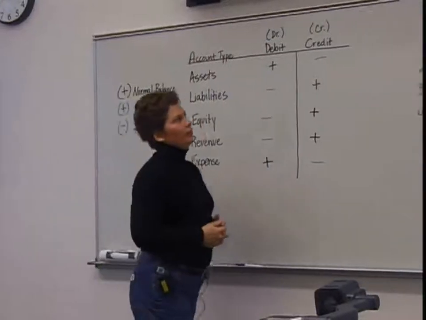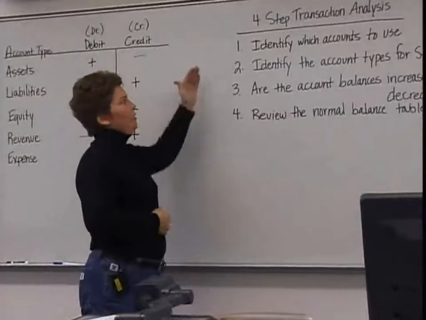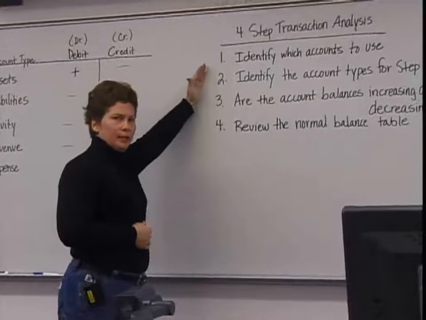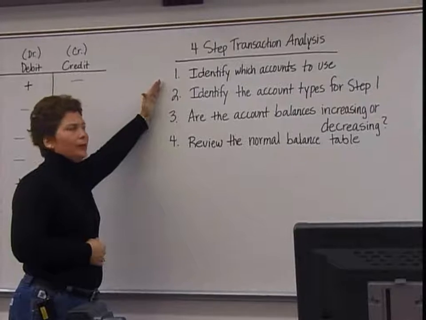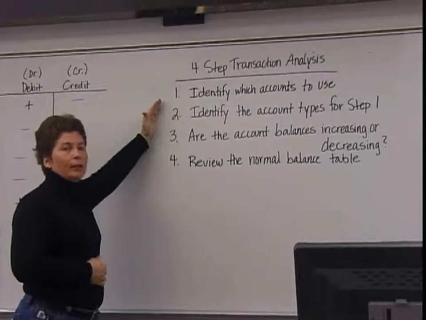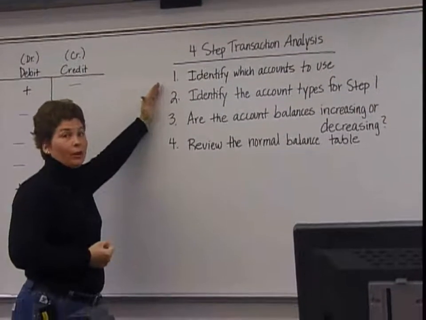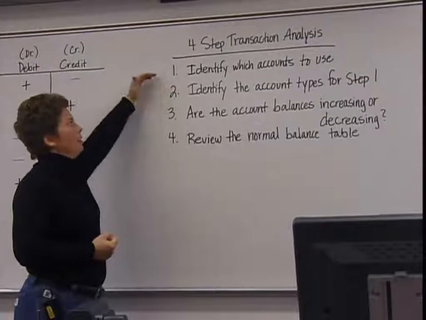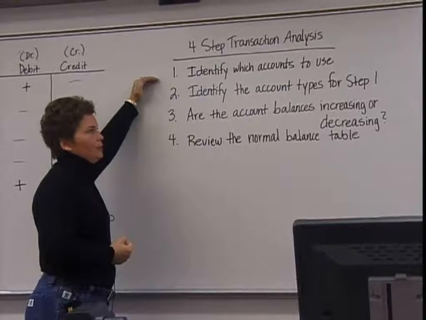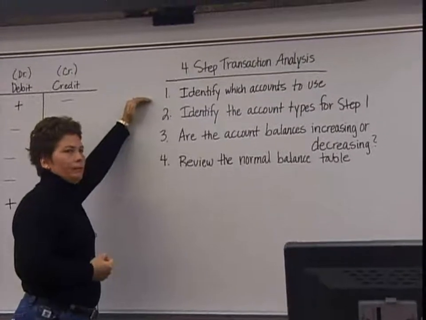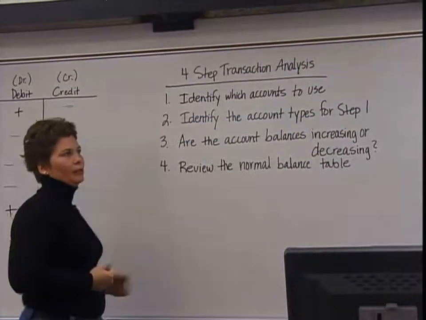If we take a look over here, when we have transactions in business, there are 4 steps that we should take to analyze them to determine if we are entering them correctly into our manual accounting system or our computerized system. The first step is to identify which accounts we are going to use. At this point, we are going to look at the chart of accounts.